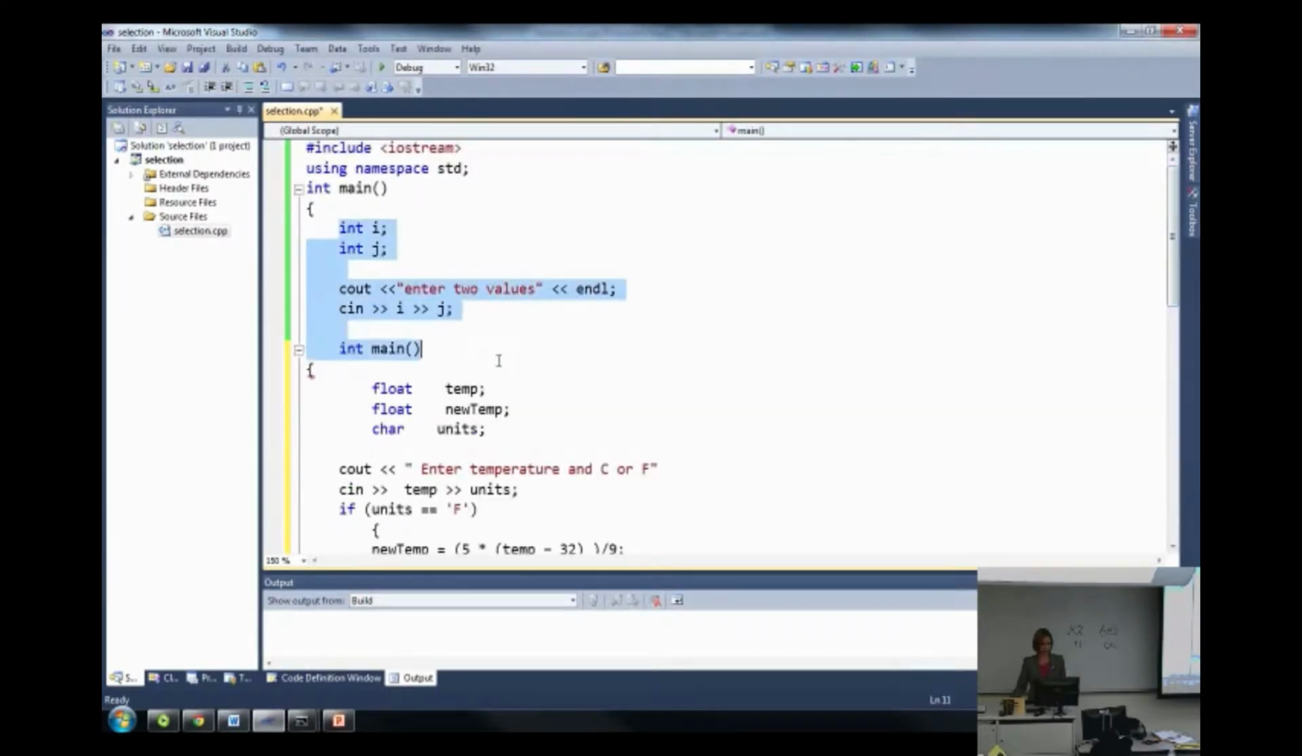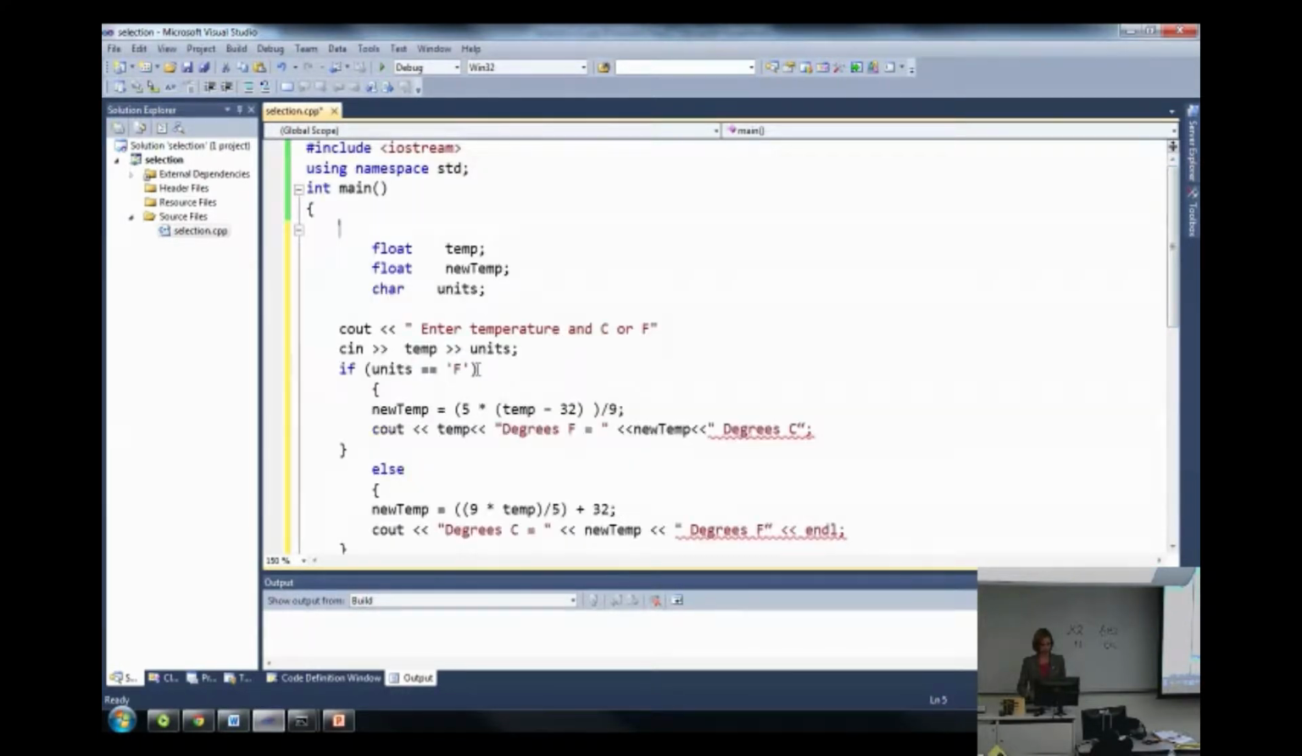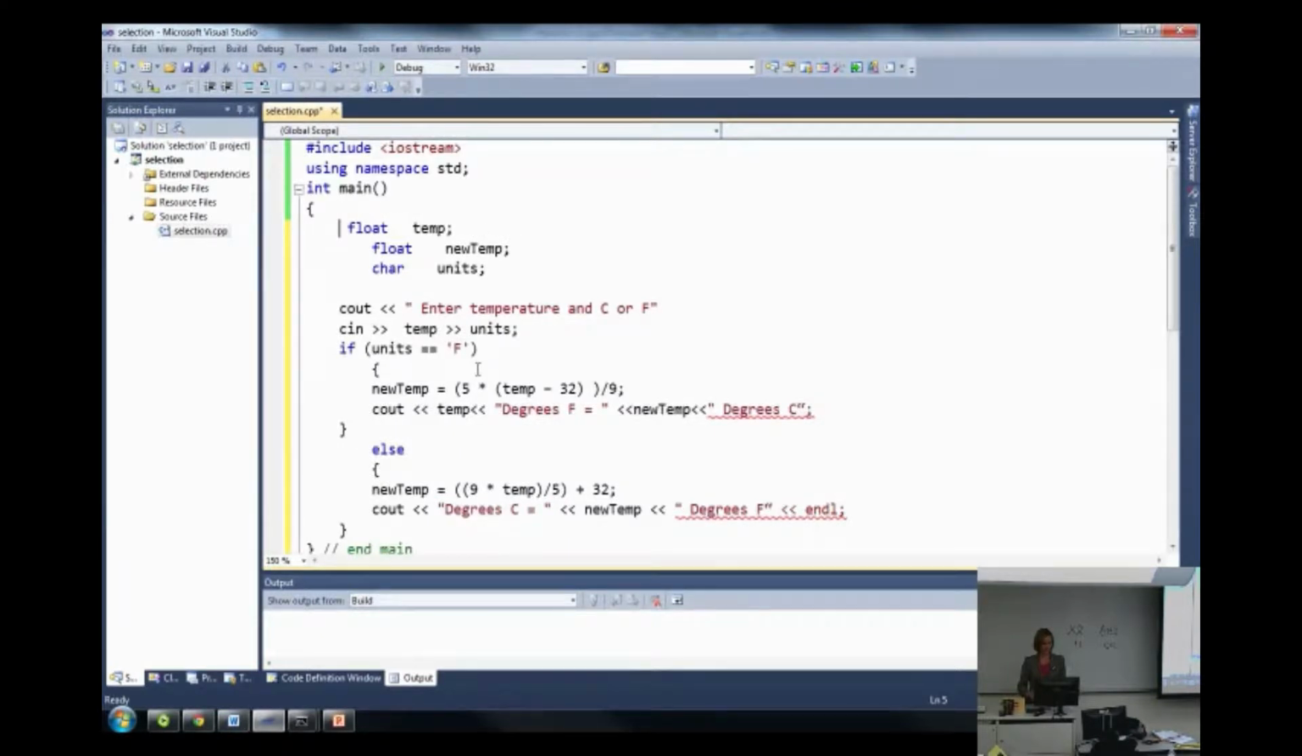This goes away. So we have temperature, which is a float. We have the converted temperature, which is a new float. And we have units, which is a char. Okay, they're going to enter an F or a C.